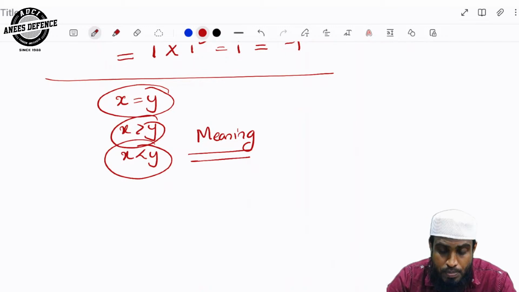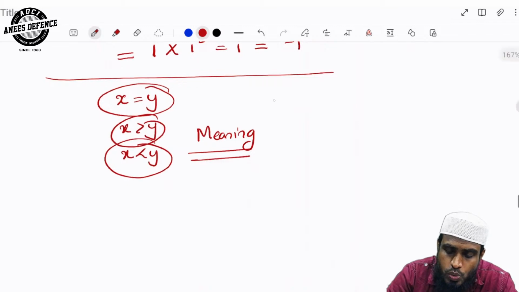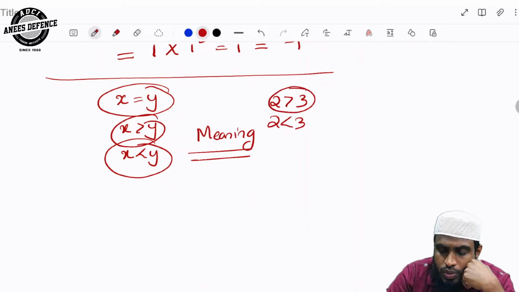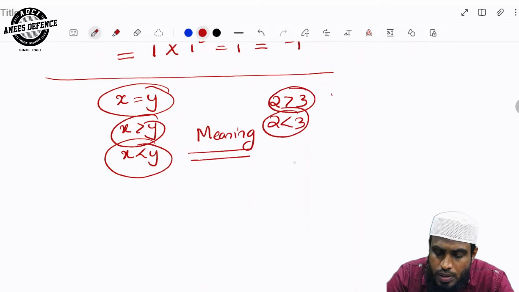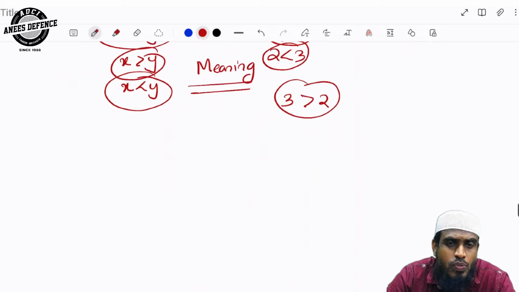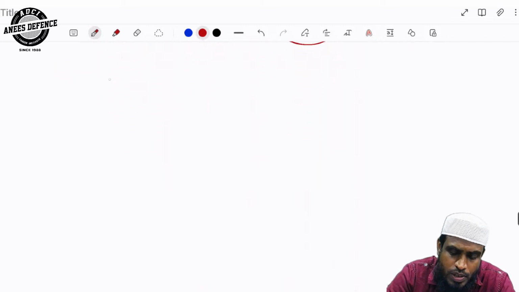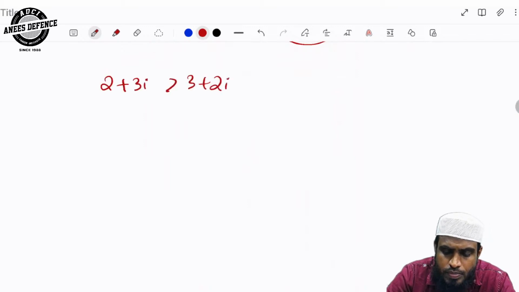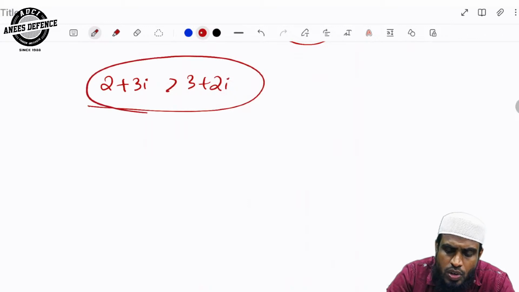Greater than or less than, that concept is not valid in the case of complex numbers. For example, 2 greater than 3 is not valid, but 2 less than 3 is a valid statement. 3 greater than 2 is valid, because when we see that statement, there is some meaning. But in the case of complex numbers, that is not valid. For example, you cannot say that 2 plus 3i is greater than 3 plus 2i, because this is not defined in the complex world. So this is wrong.